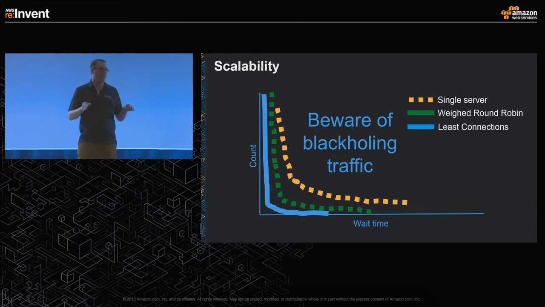None of this works, as I said, if ELB is itself the bottleneck, right? If the requests were getting choked up on ELB itself, this would fall apart. So we ourselves have to scale, right? So I'm going to talk a little bit about how we do that.